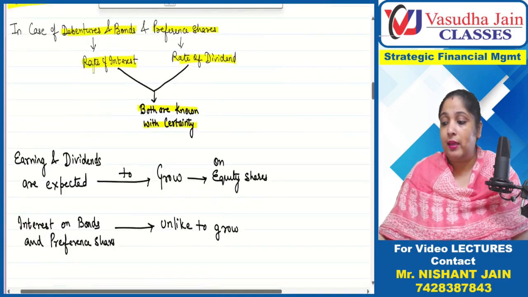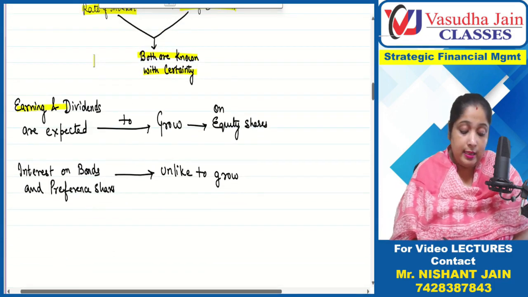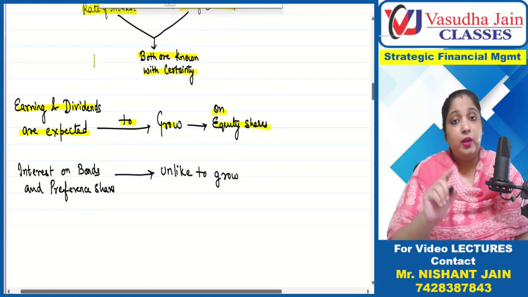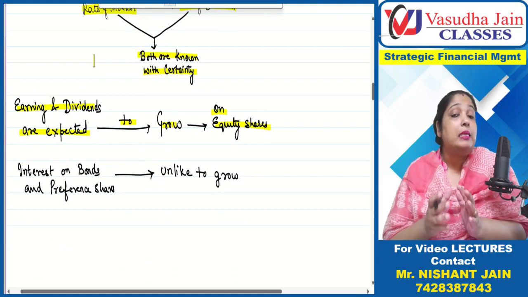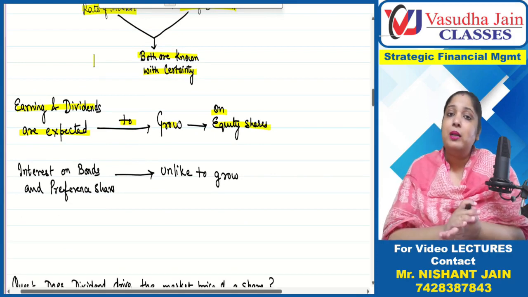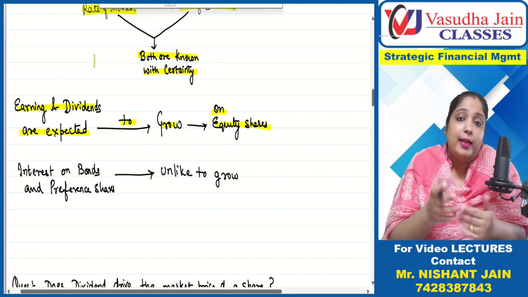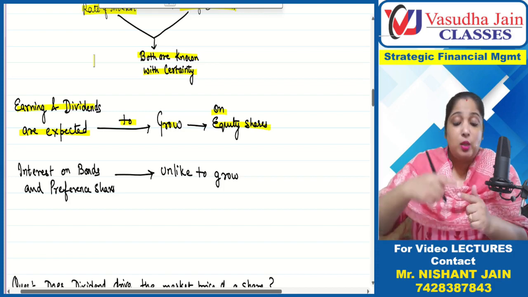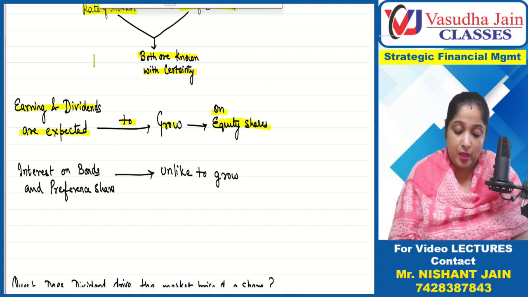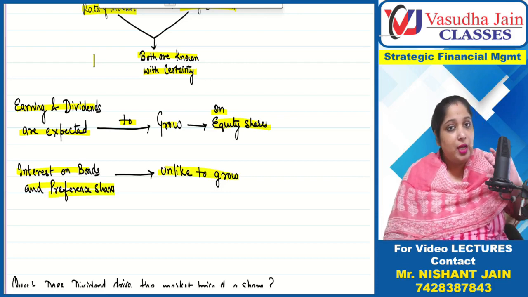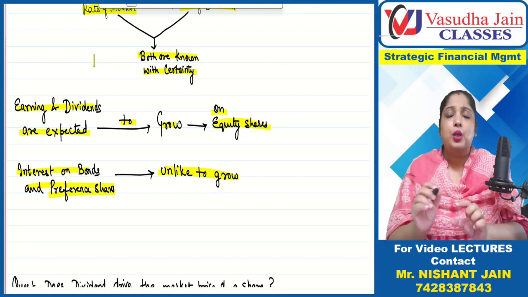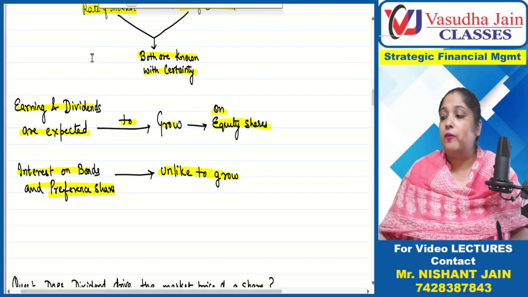So hence we can say that earnings and dividends are expected to grow on equity shares. Then one more difficulty: equity shareholders' dividend can grow, but the interest rate on bonds and debentures is prefixed. It cannot change. That also creates a problem in valuation of equity shares, because a growth model is also introduced in the equity case. Interest on bonds and preference dividends are unlikely to grow. So valuation of equity shares is tough, and valuation of bonds and debentures is a little easy. This is just the theory portion given on the first page of the valuation.